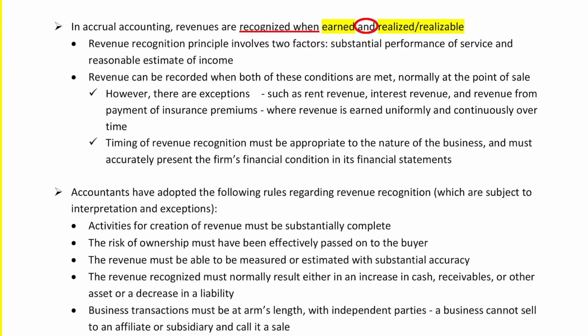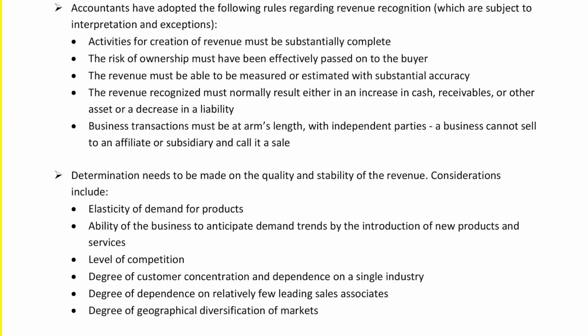Now moving down on this page, we are looking at quality and stability of the revenue. That's an important analysis, and we need to determine whether revenue is of good quality and if it's stable. Here our considerations would include underlying elasticity of demand for products. So how flexible are the consumers? Would they reduce the quantity if the price increases? That's elastic. Or they will not be able to reduce quantity even if price increases. That's inelastic demand.